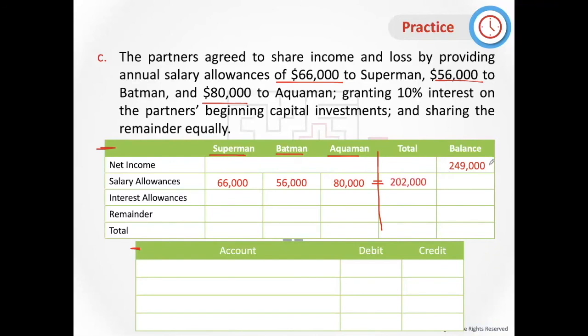We have $249,000 to split up. So far, we've given out $202,000. What's the balance? That would be how much is left after we gave out the salary allowance.